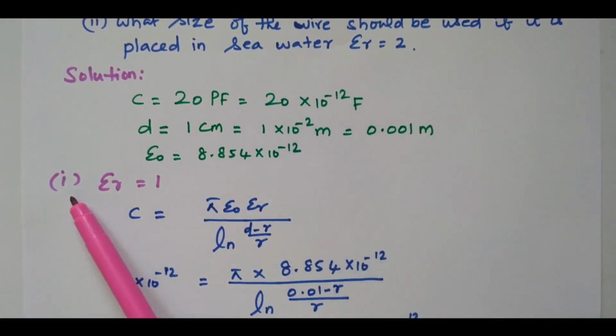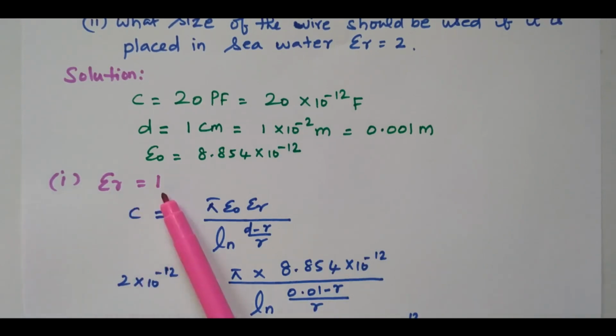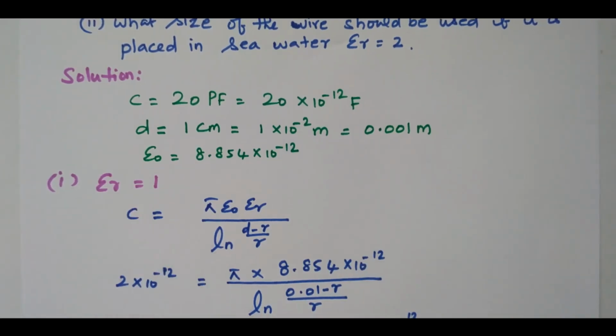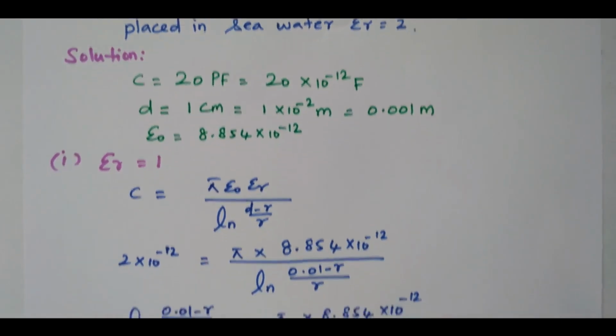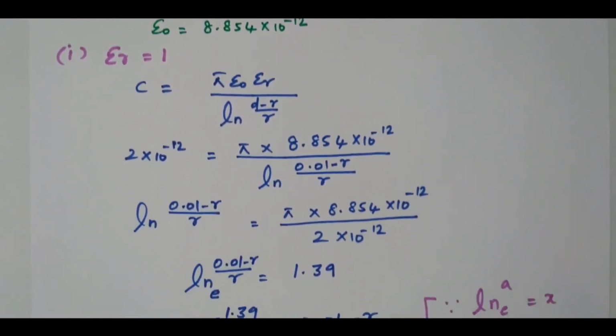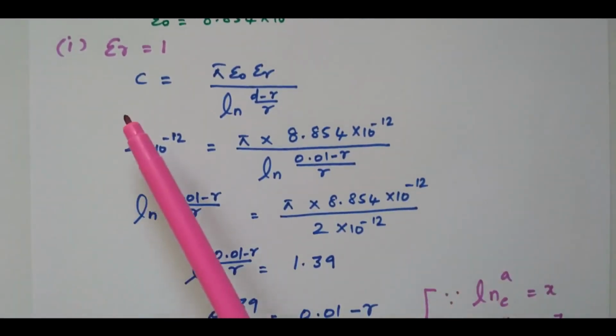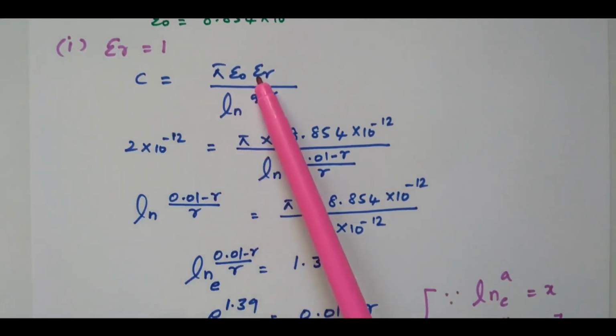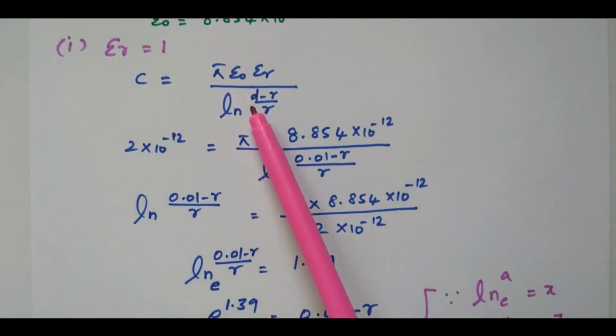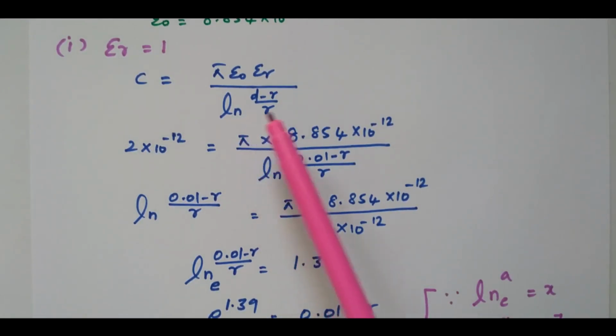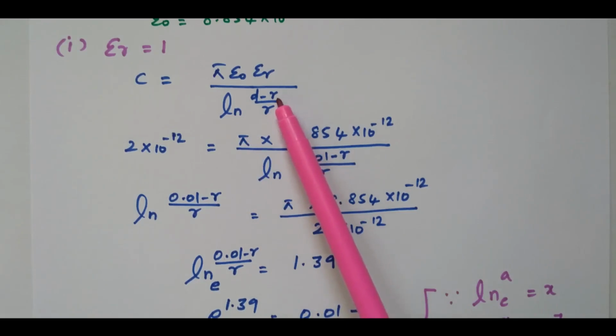First we will consider the first case, epsilon r equals 1. What is the formula? C equals pi epsilon naught epsilon r divided by log (d minus r) by r. Just now we got this derivation, the capacitance of a two wire transmission line. So this r is the question. We need to find the size of the wire. Size of the wire means radius of the wire.